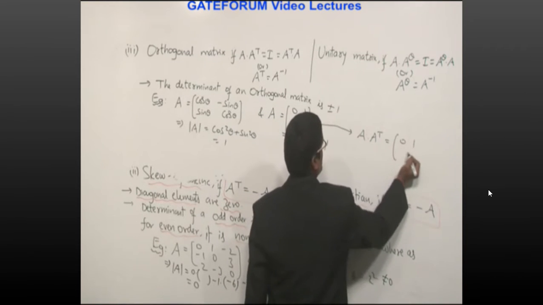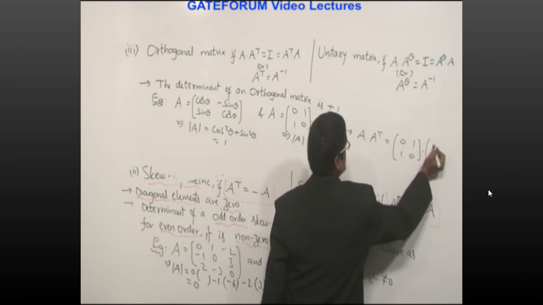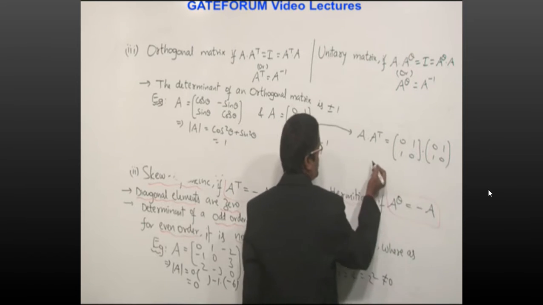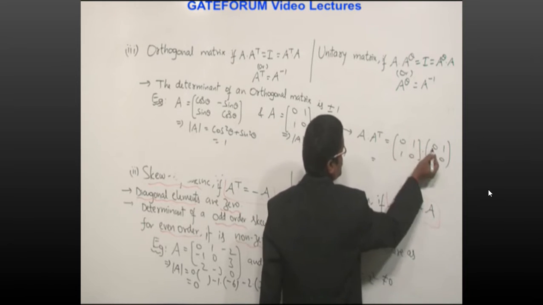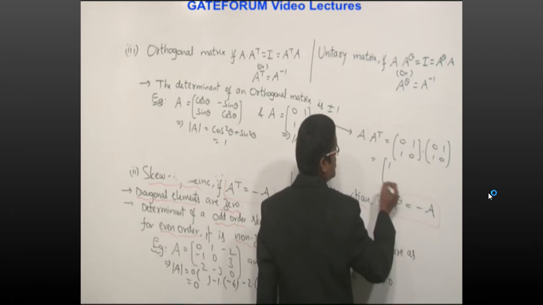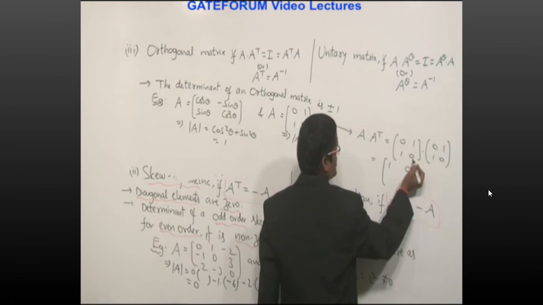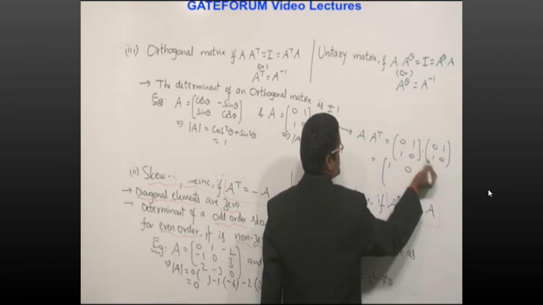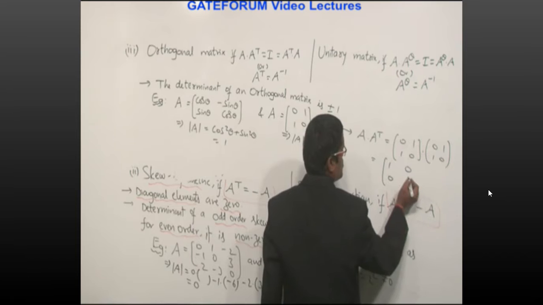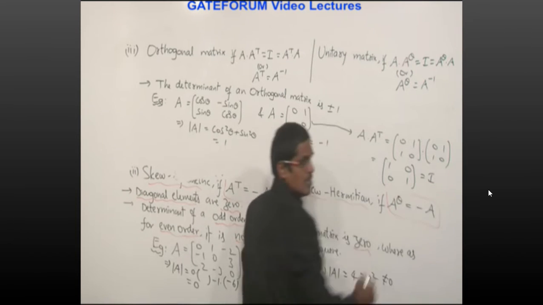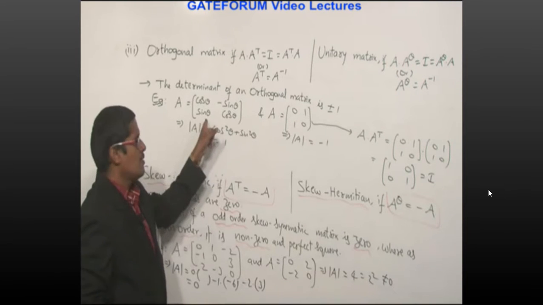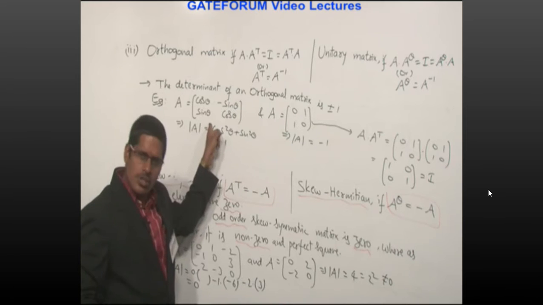What is A? 0, 1, 1, 0. What is A transpose? 0, 1, 1, 0. Okay, which is the same matrix. First row into first column, 0 into 0 plus 1 into 1, 1. First row into second column, 0 into 1 plus 1 into 0, 0. Now, second row into first column, 1 into 0 plus 0 into 1, that is 0. Second row into second column, 1 into 1 plus 0 into 0, 1. So, this matrix is equal to I. Similarly, you can verify for this matrix also. A into A transpose, you will definitely get I.